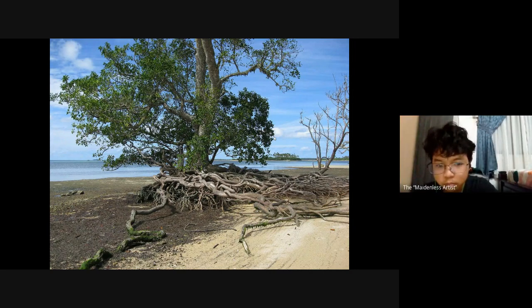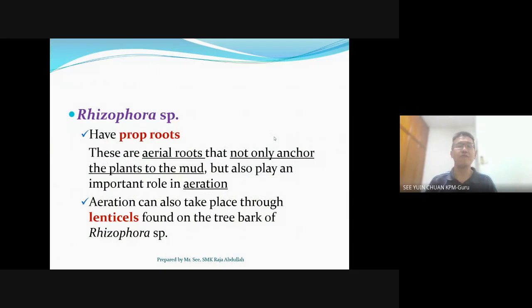After that, there is another species that you need to recognize: Rhizophora. Just now we had Avicennia sonoracea, now you have Rhizophora. These trees have prop roots. They also have lenticels found on the tree barks to let them breathe. What are prop roots? Prop roots are aerial roots that not only anchor the plant to the mud, but also play an important role in aeration, meaning they let the plant breathe. These are the prop roots you can see on the screen.